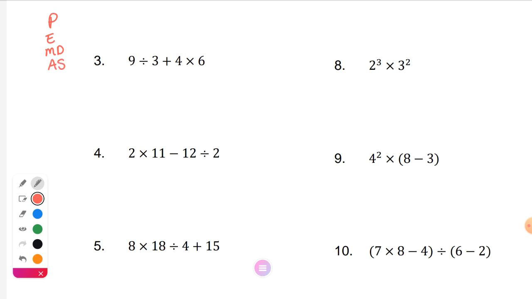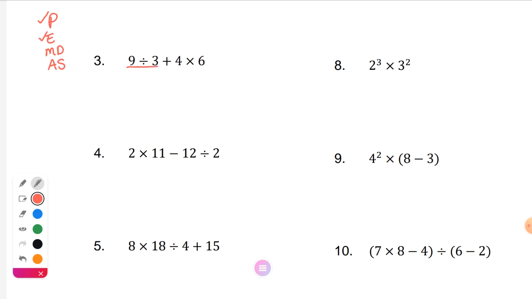Are there any parentheses? Nope. Are there any exponents? Nope. Is there any multiplication or division? Yes. I start where? On the left. I start on the left, so I'm going to underline 9 divided by 3.